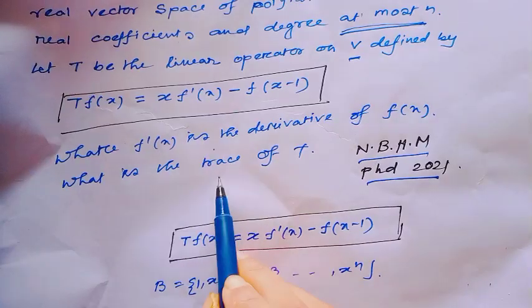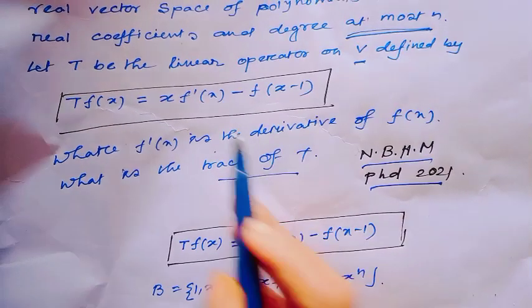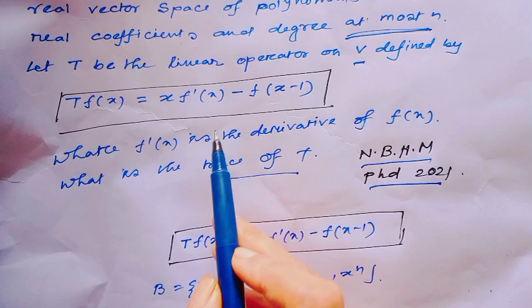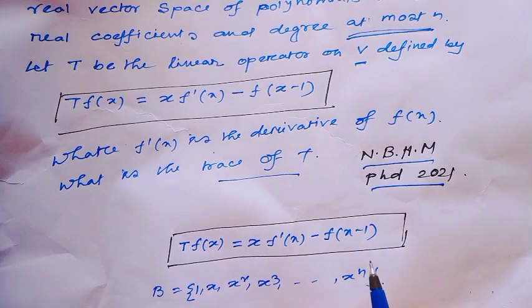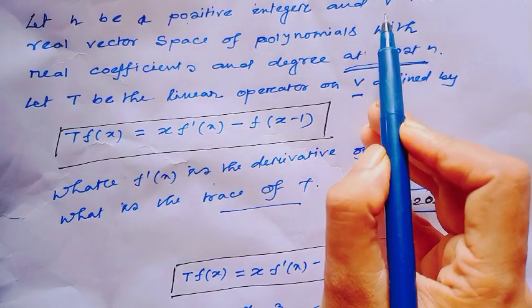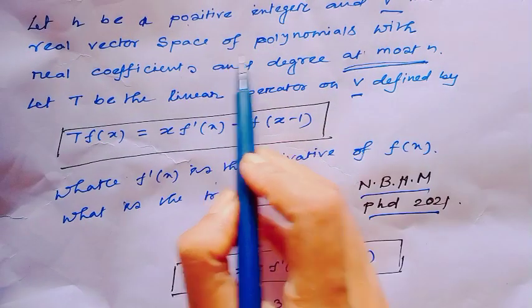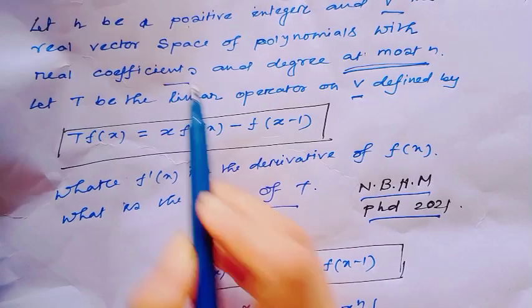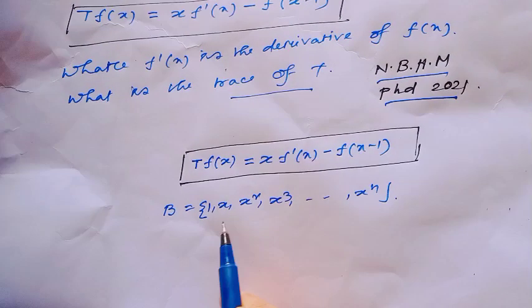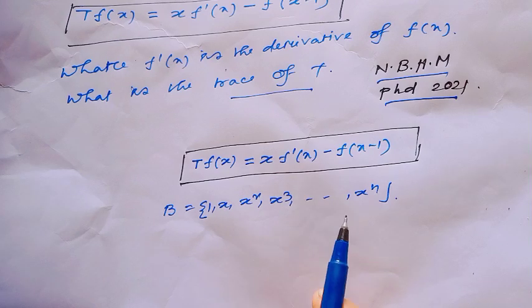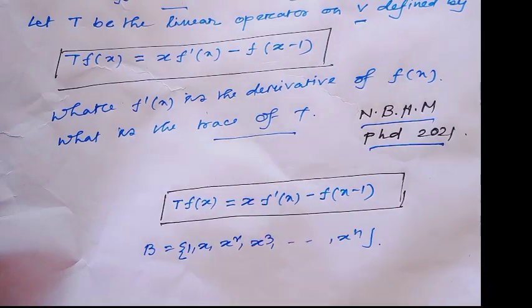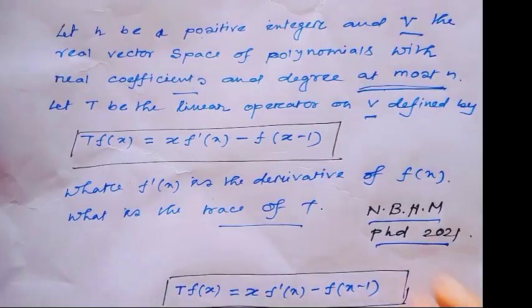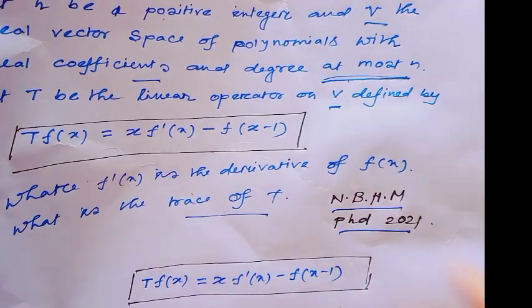To find the trace of T, that means we have to find the matrix representation of this linear transformation. Since here the vector space is of real polynomials with real coefficients, consider the basis vectors 1, x, x square, x cube up to x to the power n. Then here notice T is a linear operator from the vector space to the vector space.